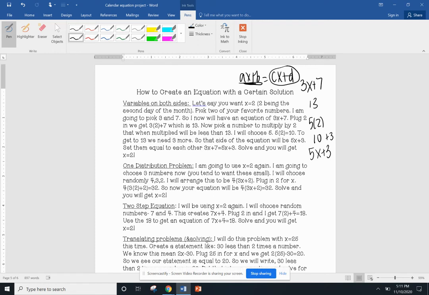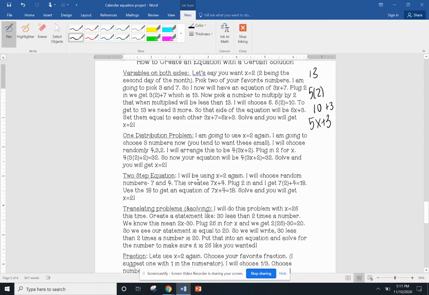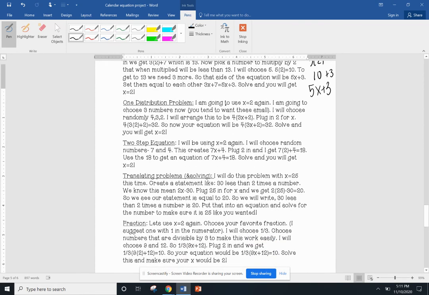So if you need some more help, you can always ask. The one distribution one, I'm using x is 2 again, so I'm using the second day. I'm going to choose 3 numbers now because we have a distribution. So we have to have one on the outside, one for my a, one for my b, if we're still using that format that I showed you above.